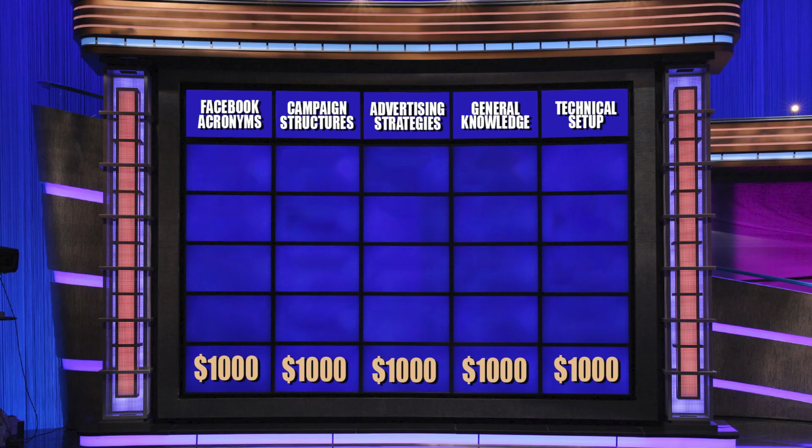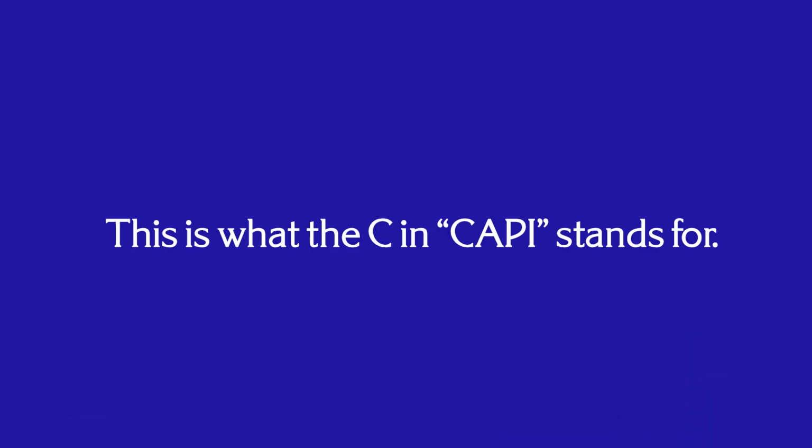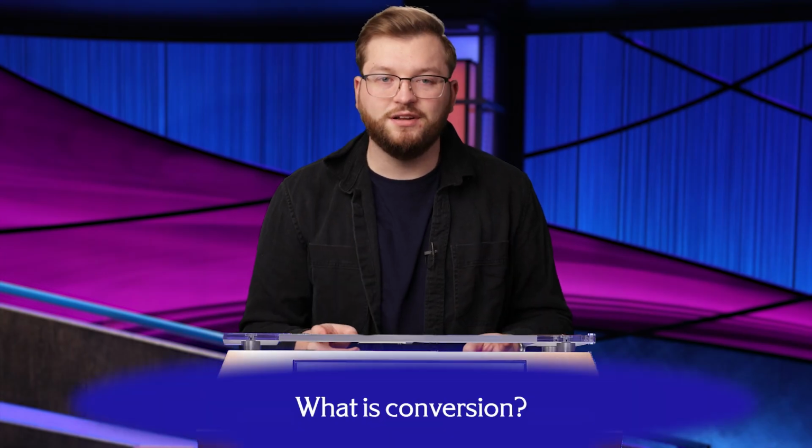How'd you do? Did you double your money or did you lose it all? I'm really excited to see everyone's score at the end of this video down in the comments, but it is now time to move to the hardest round of the game, the 1,000-point round. Get ready, because here comes clue 1 from Facebook acronyms. This is what the C in CAPI stands for. What is conversion? Stands for Conversion API.